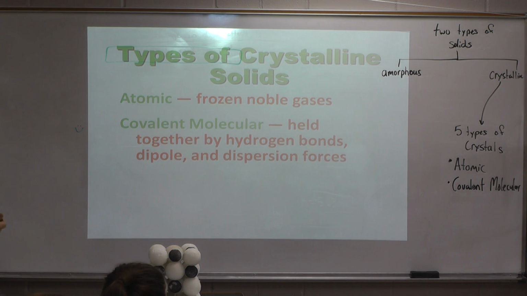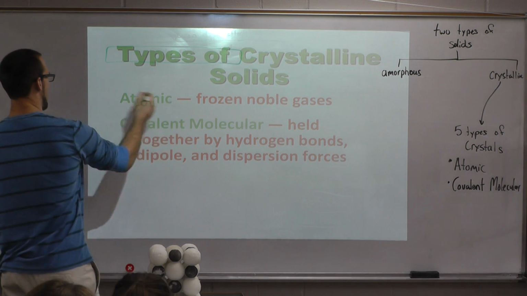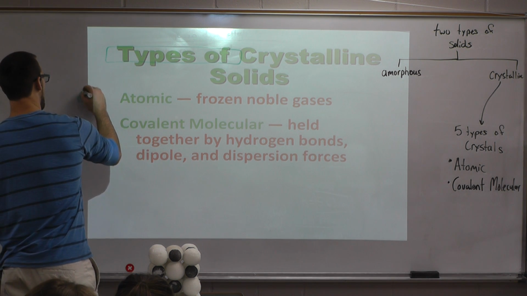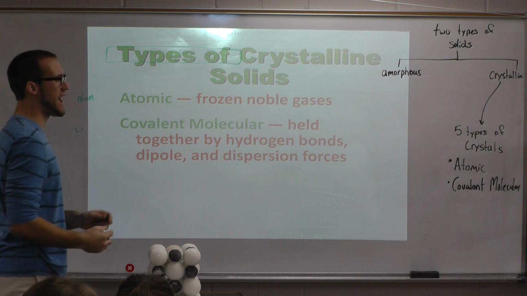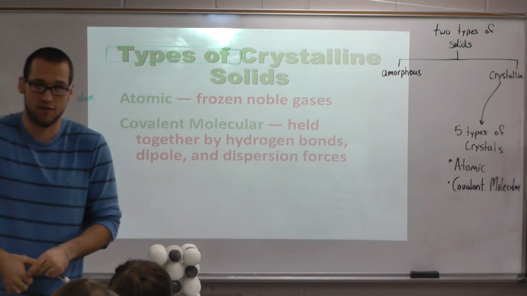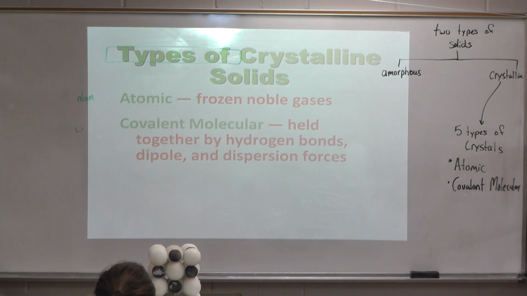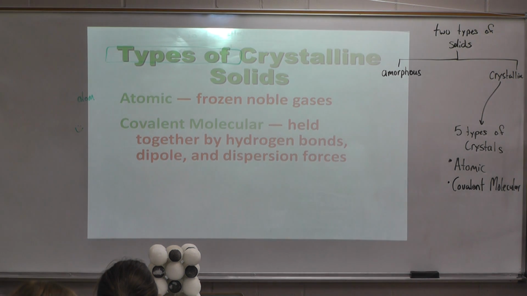All right. So, what you have: the first type is if you specifically have atoms at the lattice points, then those atoms are going to mostly be your noble gases, because those are the only ones stable enough to be in their atom form. Second type is covalent molecular. These are anything that's covalent. So, give me an example of a covalent thing.